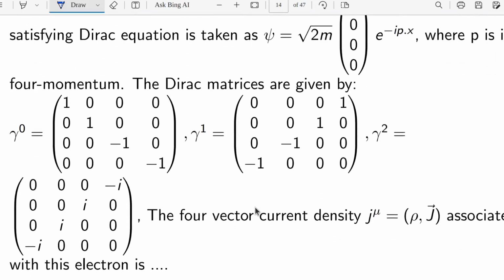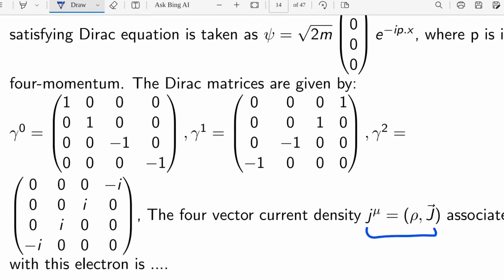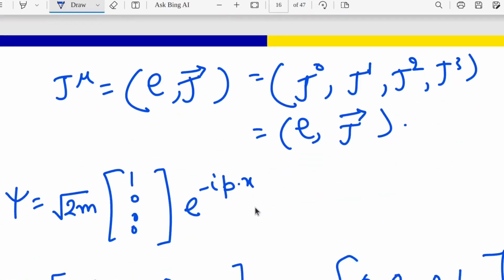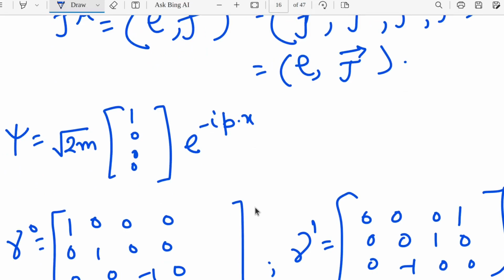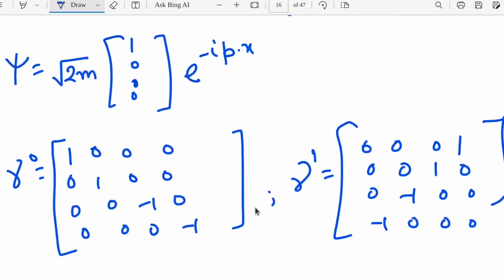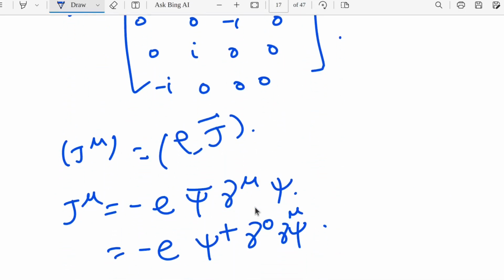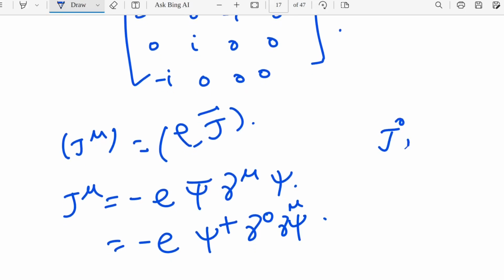So now we have to calculate J^μ. J^μ is ρ and J, so I have written here J^μ = (ρ, J). ρ is J0, and J1, J2, J3 will be the J vector. I have also written whatever is given in that question: what psi is, what gamma 0 is, what gamma 1 is and what gamma 2 is. Now we have to calculate J0, J1, J2, J3.